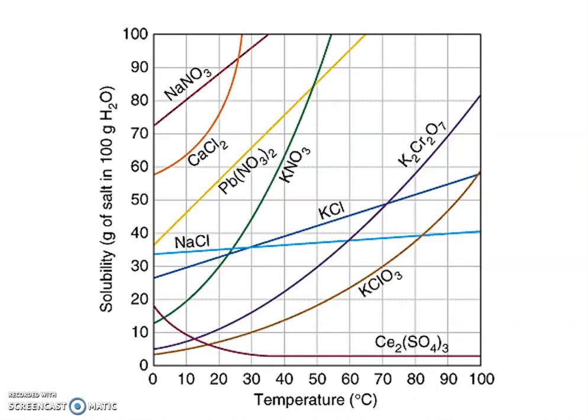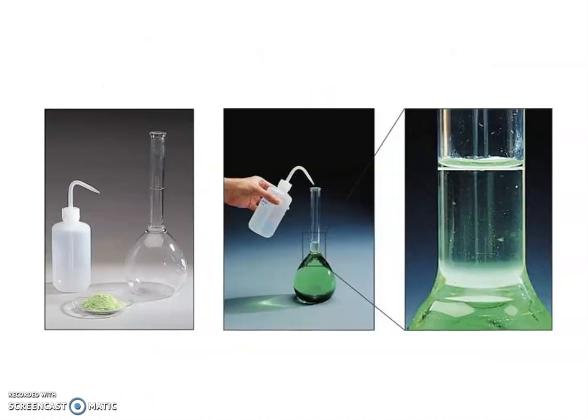Here's just a chart of this whole process. Again, you'll see salt, the solubility increases as we go, and you have all these solids becoming more soluble as we go up. There are some exceptions. Here's one, the cerium sulfate. But for the most part, solids become more soluble as the temperature goes up.